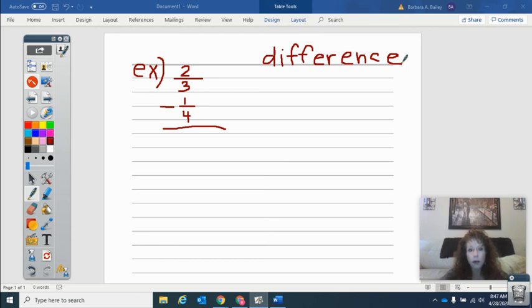Okay. So the first step is to list the common multiples because we see that we have different denominators, unlike denominators. And we're going to need to change these fractions so that they have like denominators.